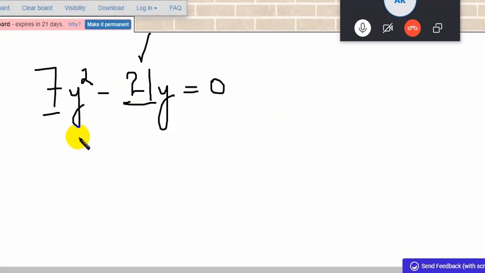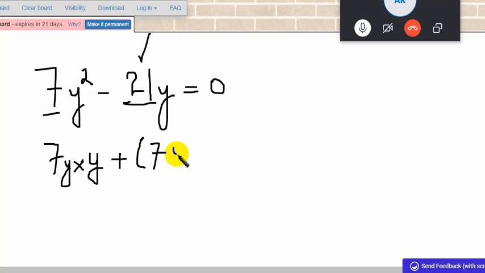Let's factorize it. For that, let's just split it a bit to be sure what's common in both the terms. So I'll just write down 7y times y here instead of 7y squared, and then minus 7y times 3 instead of 21y. I'm just splitting them just to show you what's common.